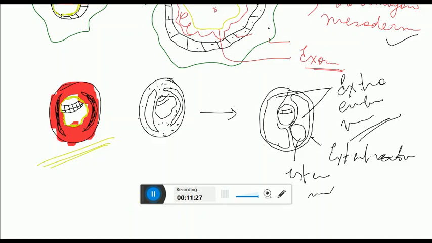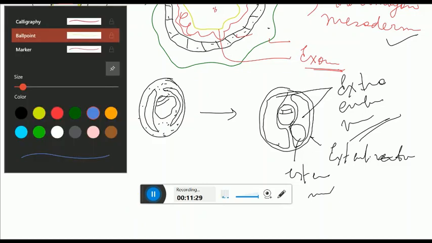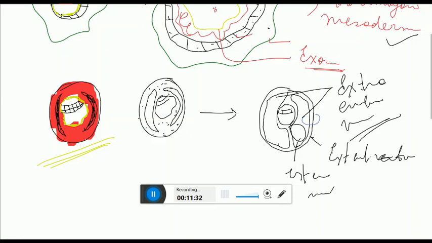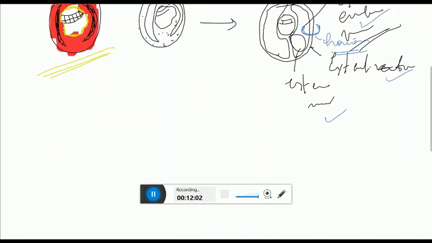Now we will see the formation of chorion. Chorion is an extraembryonic membrane. This space, that is the space between extraembryonic coelom, extraembryonic mesoderm, and extraembryonic ectoderm, is called chorion. So far we have seen the formation of chorion, extraembryonic mesoderm, extraembryonic ectoderm, extraembryonic mesodermal coelom. And now this cavity is called chorionic cavity.